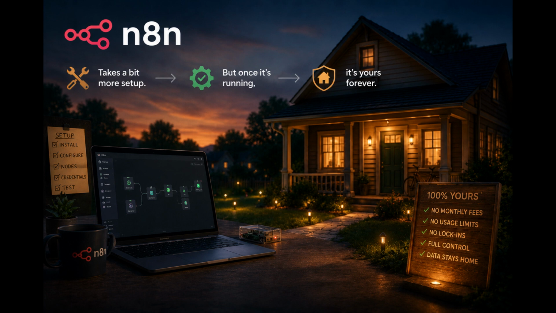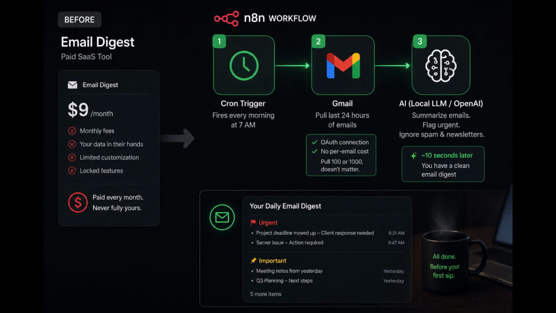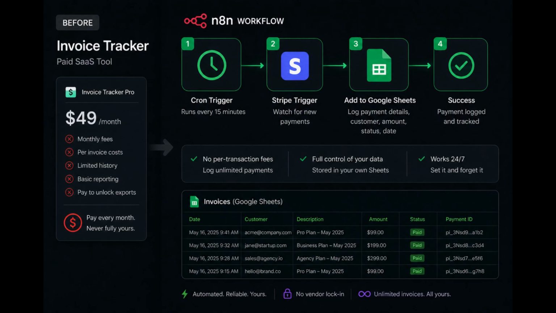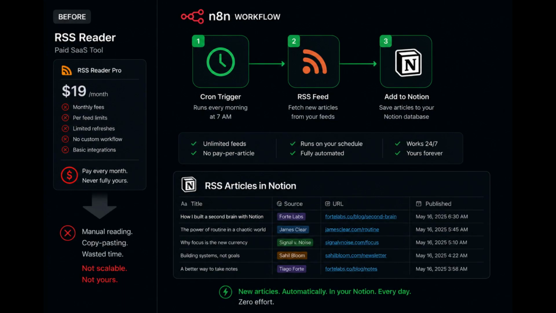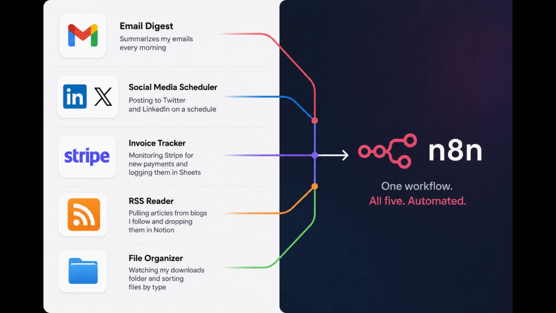Before I show you the build, let me show you what we're replacing. 5 tools, 5 monthly charges. 1, email digest. I was paying for a SaaS tool that summarizes my emails every morning. Gone. 2, social media scheduler, posting to Twitter and LinkedIn on a schedule. Gone. 3, invoice tracker, monitoring Stripe for new payments and logging them in Sheets. Gone. 4, RSS reader, pulling articles from blogs I follow and dropping them in Notion. Gone. 5, file organizer, watching my downloads folder and sorting files by type. Gone. 1 n8n workflow, all 5.